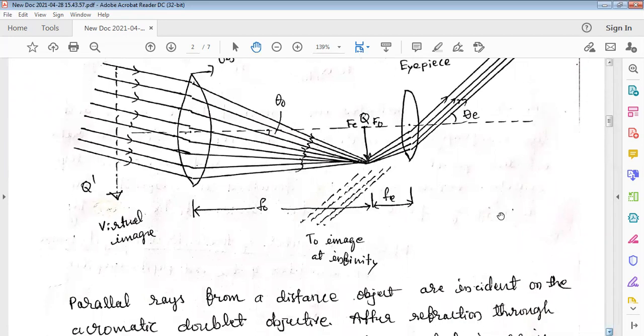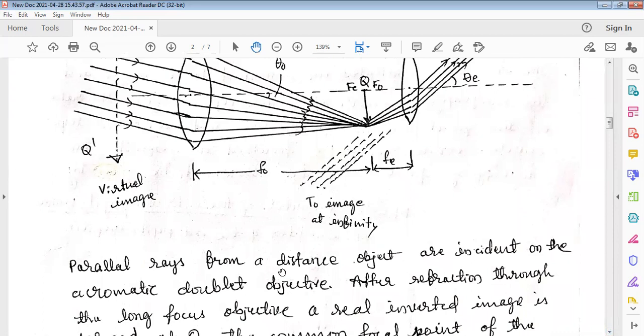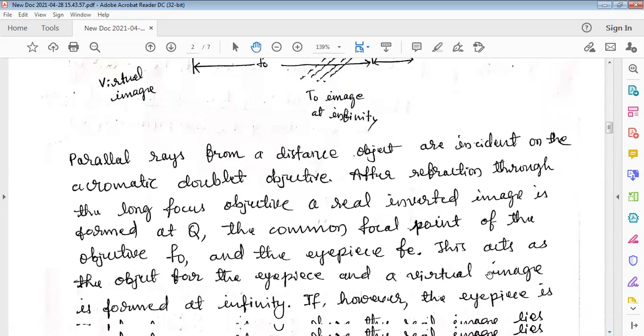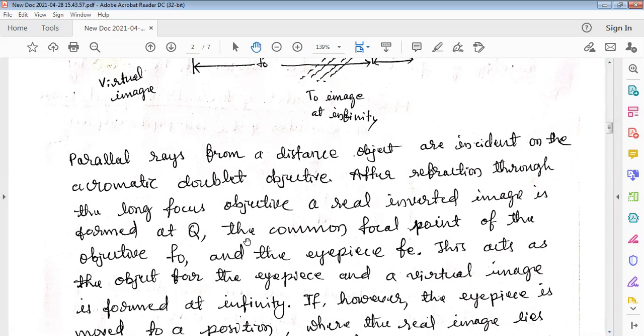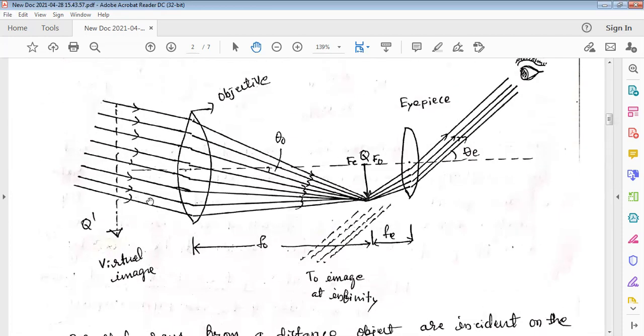So here what happens, parallel rays from a distant object are incident on the achromatic doublet objective. After refraction through the long focus objective, a real inverted image is formed at Q, which is the common focal point of the objective f naught and the eyepiece Fe. You can see the diagram. These are the parallel rays coming from the distant object like a star, and they are falling on this objective lens, and they undergo the refraction phenomena.